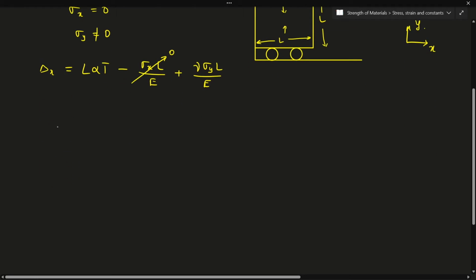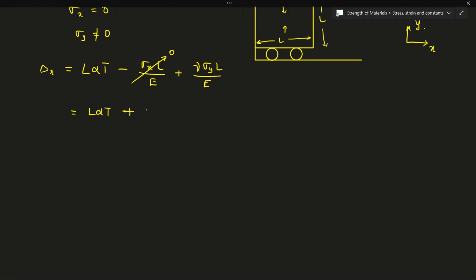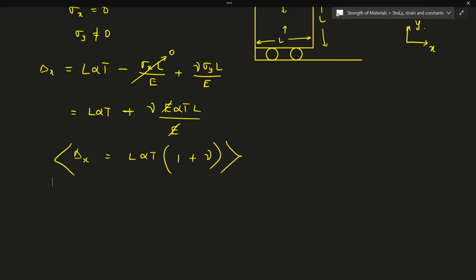Now, L alpha t plus nu into, if I substitute the value for sigma, that is nothing but E alpha t into L divided by E, and again E will be cancelled out, so the remaining thing is delta x will be equal to, I'll take L alpha t as common, L alpha t into 1 plus nu. So this will be the total expansion in the fourth direction or the fourth edge.